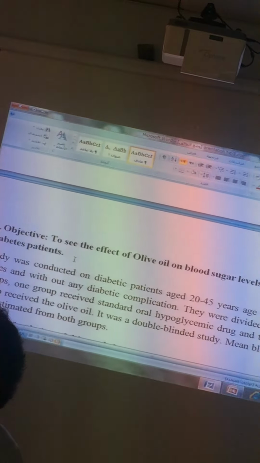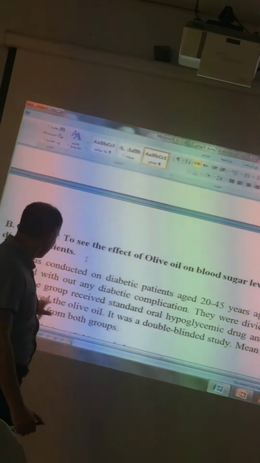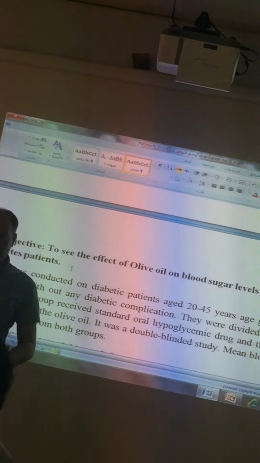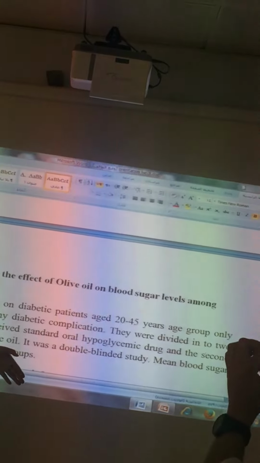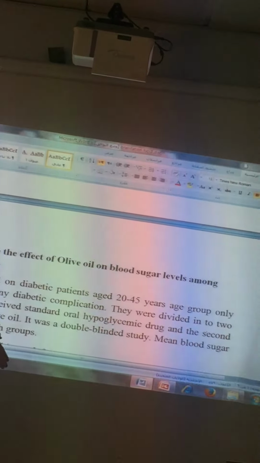Okay? Then they were divided into two groups. So we should understand how we make two groups in a randomized controlled trial. How do we make two groups?